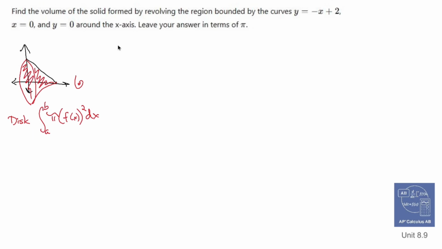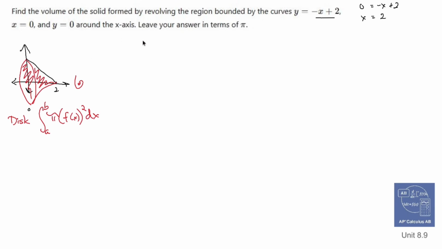So we need to find our limits before we do anything. Our limits are going to be from 0 to 2. How do I know that's 2? Well, I need to find my zero, which is found by taking y and setting it equal to 0. So if I have negative x plus 2, set it equal to 0, add x to both sides, 2 is going to be my other limit. So I'm caring about this cone essentially from 0 to 2.